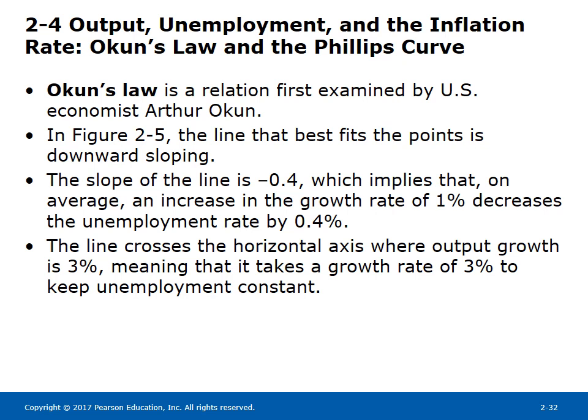Okun's law is a relation first examined by U.S. economist Arthur Okun. In Figure 2-5 shown on the previous slide, the line that best fits the points is downward sloping. The slope of the line is negative 0.4, which implies that, on average, an increase in the growth rate of 1% decreases the unemployment rate by 0.4%. The line crosses the horizontal axis where the output growth is 3%, meaning that it takes a growth rate of 3% to keep unemployment constant.